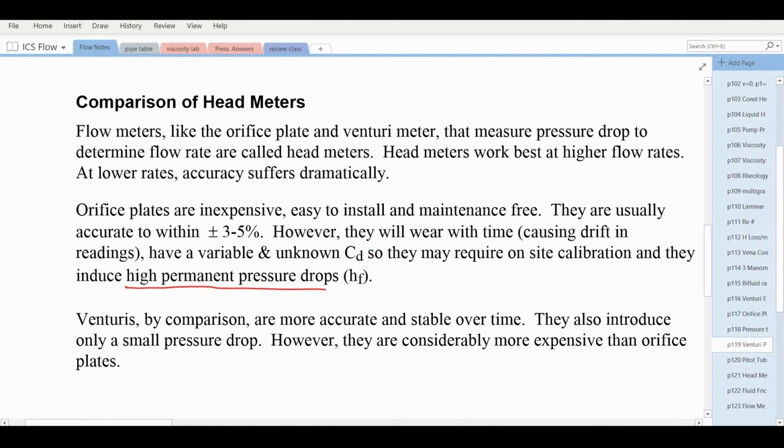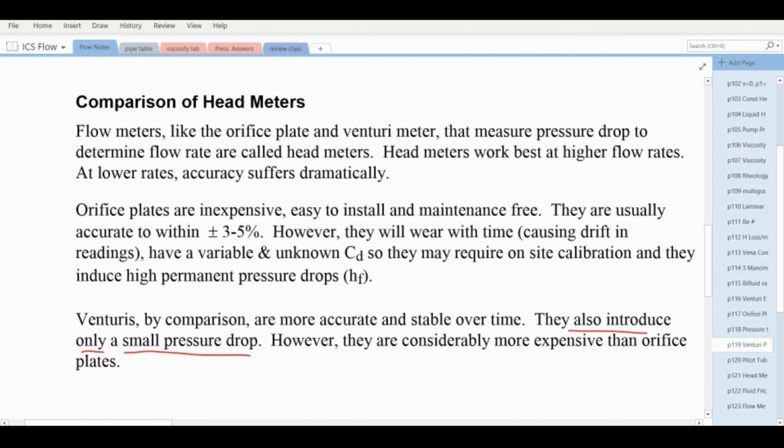By comparison, Venturis should be a little more accurate and stable over time, less wear. They also introduce only a small pressure drop, minimal, but they are considerably more expensive than orifice plates. This brings us to the end of page 119. The last pages of theory on fluid flow, pages 120 to 128, describe half a dozen different types of flow meters that are used for pipes as well as sewers and drains.